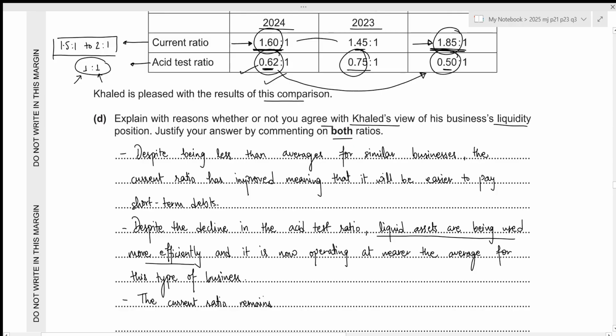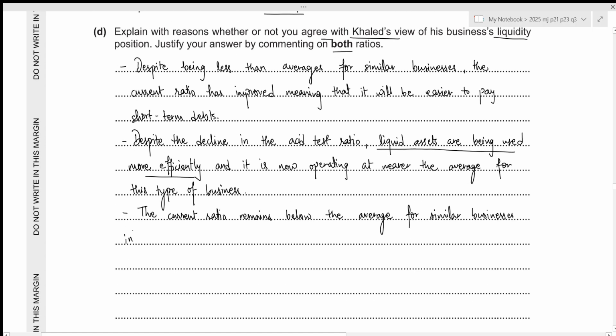remains below the average for similar businesses, indicating that it may continue to have difficulty paying short-term debts.